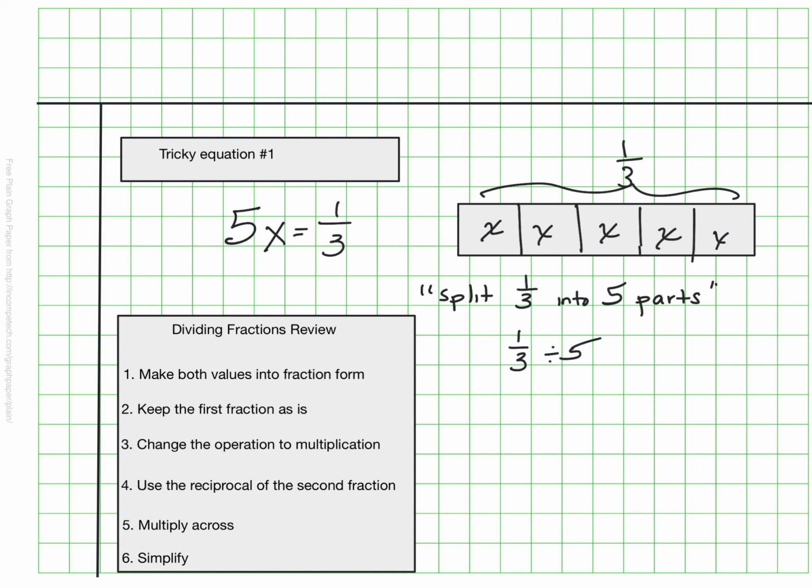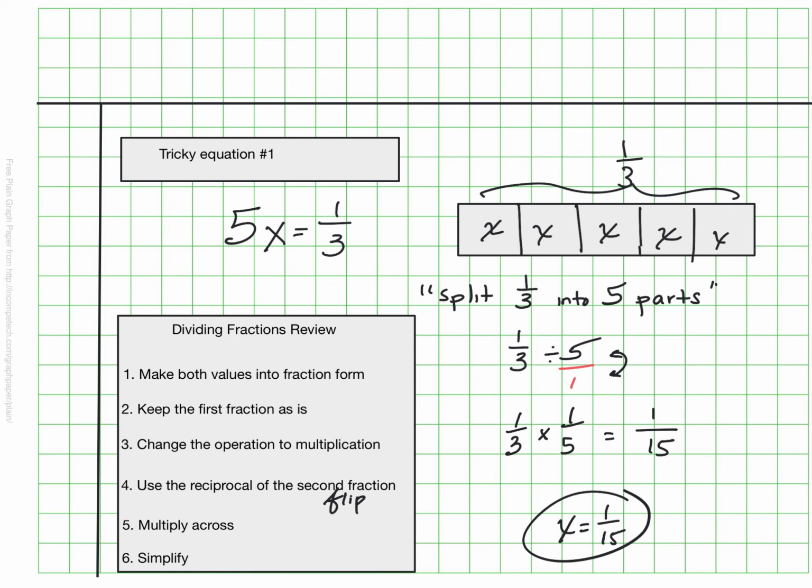If you recall, when we are dividing fractions, we first need to make sure both numbers are fractions. So I'm going to make sure this is a fraction by putting it over 1. So I have 1/3 divided by 5 over 1. Then I'm going to keep the first fraction as is. I'm going to change the operation to multiplication, and I'm going to use the reciprocal of the second fraction. That means I'm going to flip it upside down. Maybe I'll write flip right here. Flip it upside down, and then I'm going to multiply straight across. 1 times 1 is 1, 3 times 5 is 15. So 1/3 divided by 5 is 1/15, which means x is 1/15.